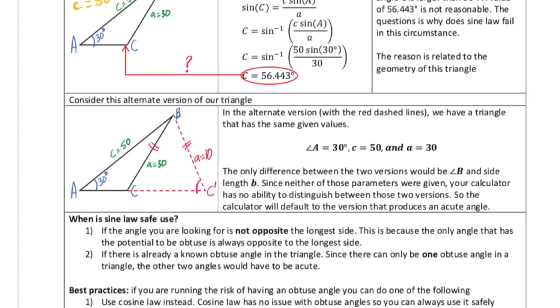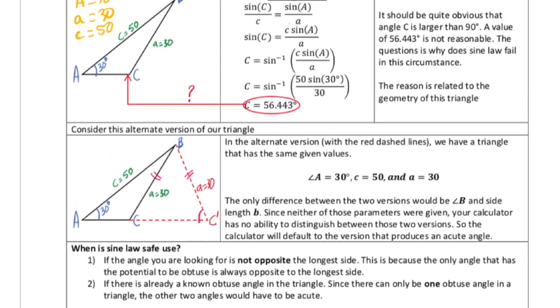Your calculator has no idea if it is working with this triangle here or if it's working with this triangle here. It has no idea. The reason is that angle B is unknown and side B is also unknown, and as a result, it is ambiguous as to which version it is. Your calculator will always assume it's the one with the acute angle, so this angle C versus this angle C prime.